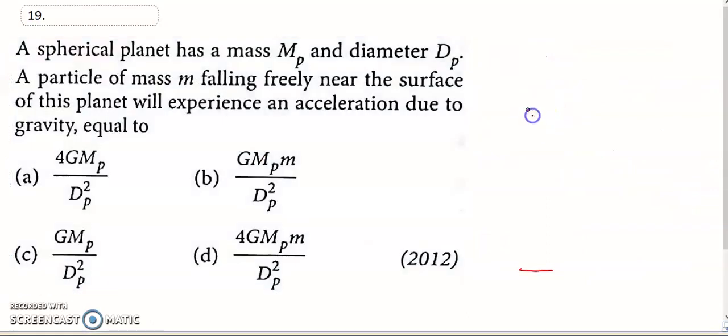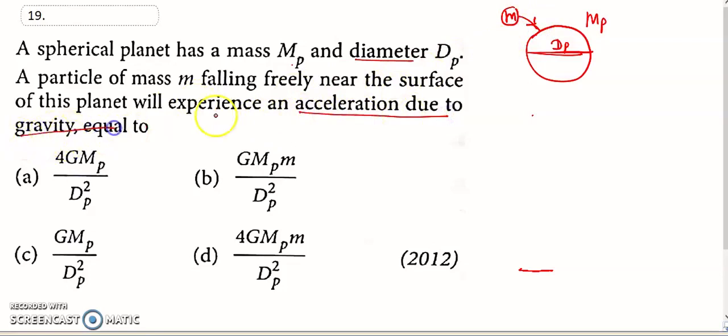Okay, next question number 19. A spherical planet has mass mp and diameter dp. So this is a spherical planet, its diameter is dp and its mass is mp. A particle of mass m is falling freely near the surface of this planet. What is its acceleration due to gravity?